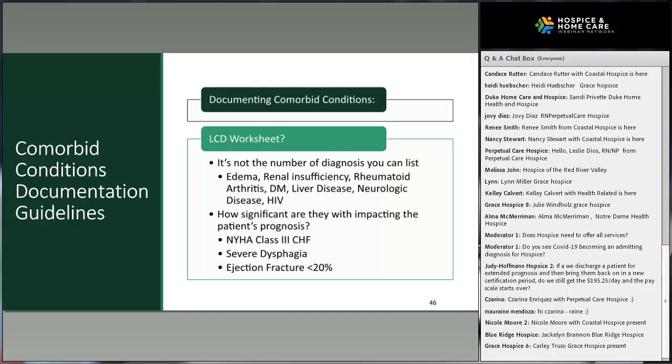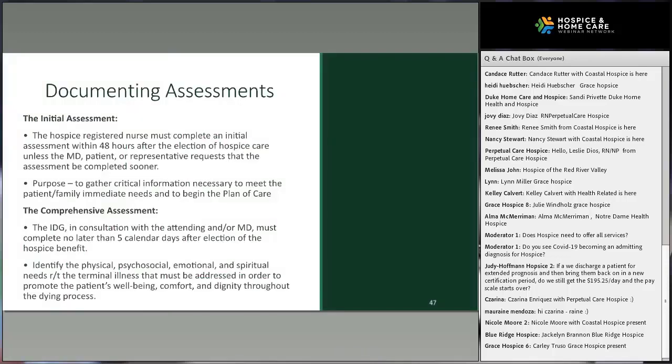So I tried to give you a few examples here. Again, we talked about the New York Heart Association Class 3 CHF. We talked about severe dysphagia and an ejection fraction of less than 20%. If you have had patients that have maybe received a lot of Adriamycin with breast cancer, that impacts the ejection fraction as well. So realistically, depending on where they are in their prognosis, sometimes you will see a cardiac situation occur as a result of the chemotherapy and the impact on the heart. So you need to pay attention to all of these things.